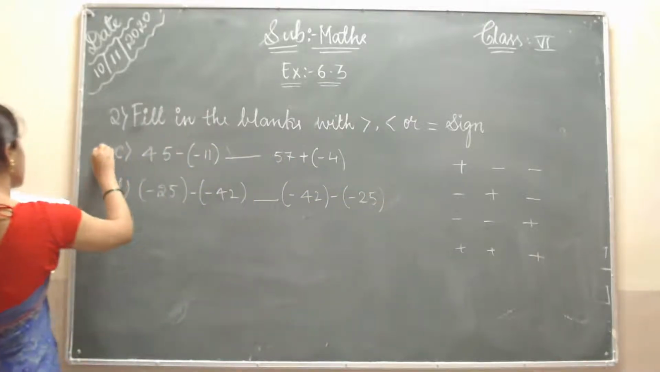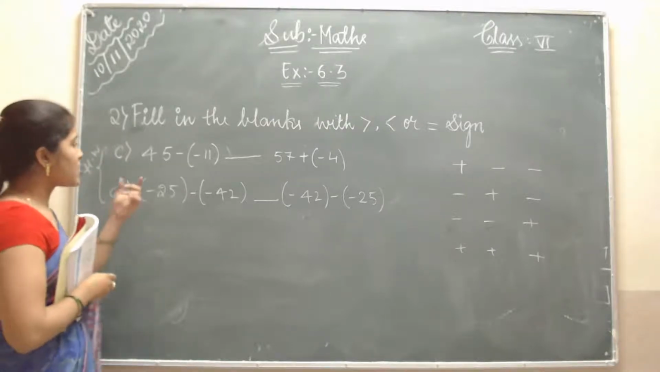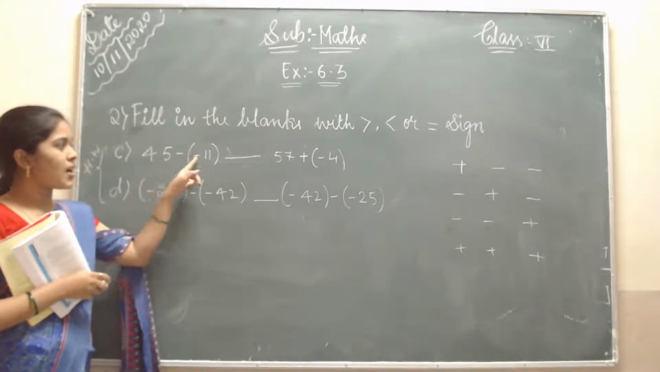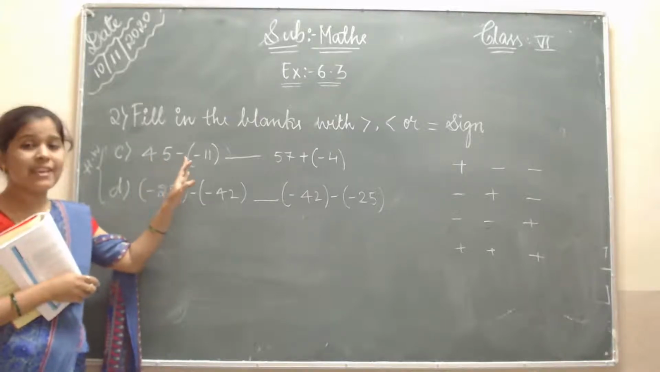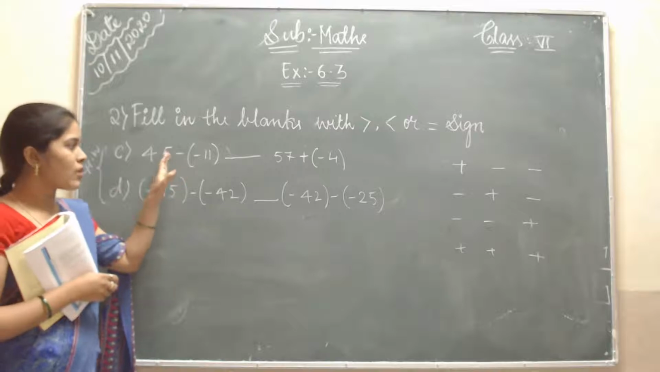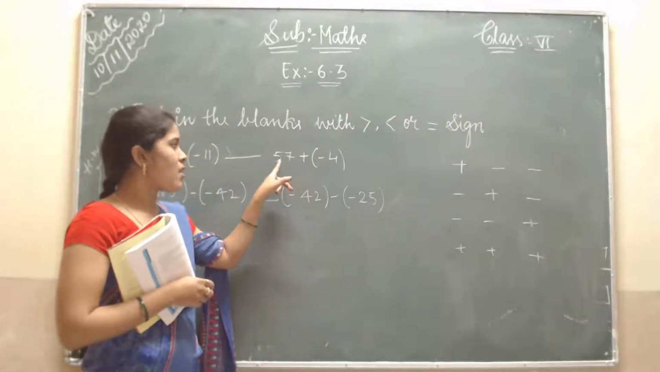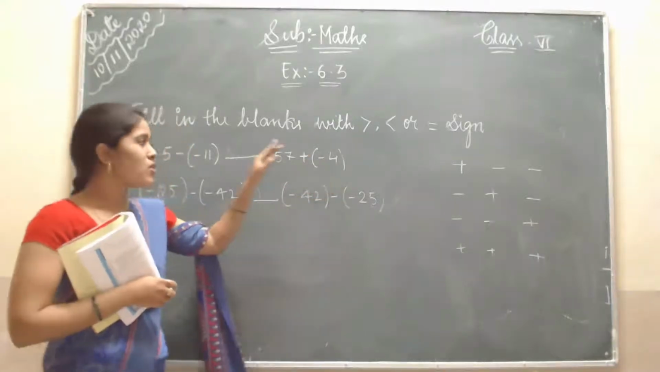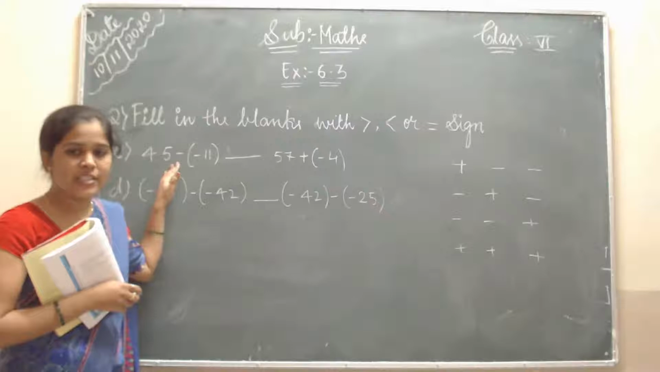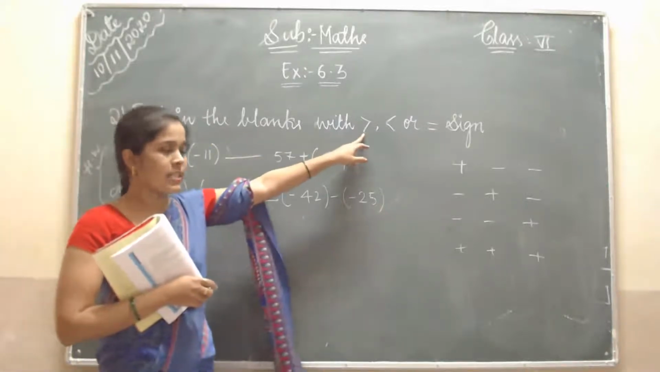So take these two as equal. First write 45 as it is. Minus minus becomes plus. 45 plus 11 is 56, so here the answer is 56. Here, plus minus, 57 minus 4 is 53. So which is greater, 53 or 56? 56 is greater, so you have to write the sign on this side.